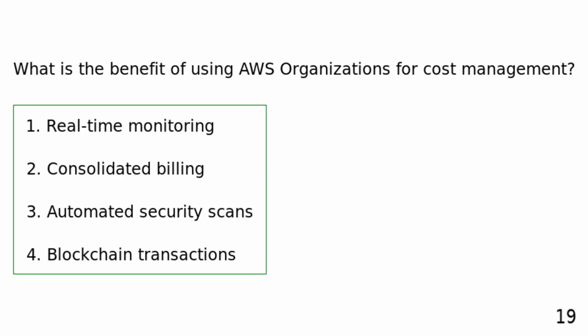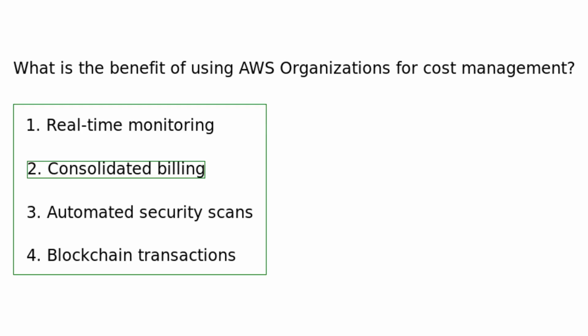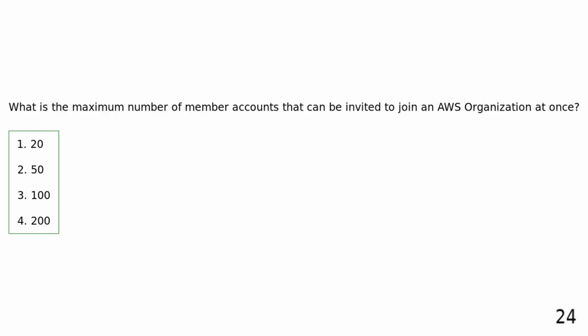What is the benefit of using AWS Organizations for cost management? Real-time monitoring. Consolidated billing. Automated security scans. Blockchain transactions. AWS Organizations offers consolidated billing as a feature to simplify payment processing by combining charges from all linked accounts into a single bill.